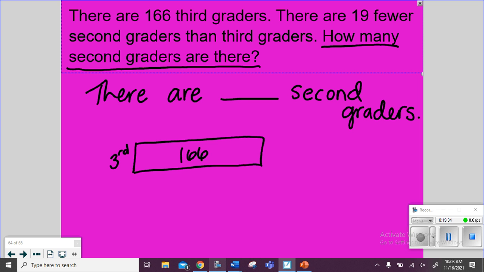Hang on to that thought, Devin. Is my bar for second graders going to be bigger, smaller, or the exact same? Asha, what do you think? Why do you think smaller? Yeah, we already talked about how there's going to be less. We didn't know how much less a second ago, but we saw that word fewer, so we knew there's less second graders. Because 19 is not a big number, let's make a slightly smaller bar. Like that big. Like almost halfway.